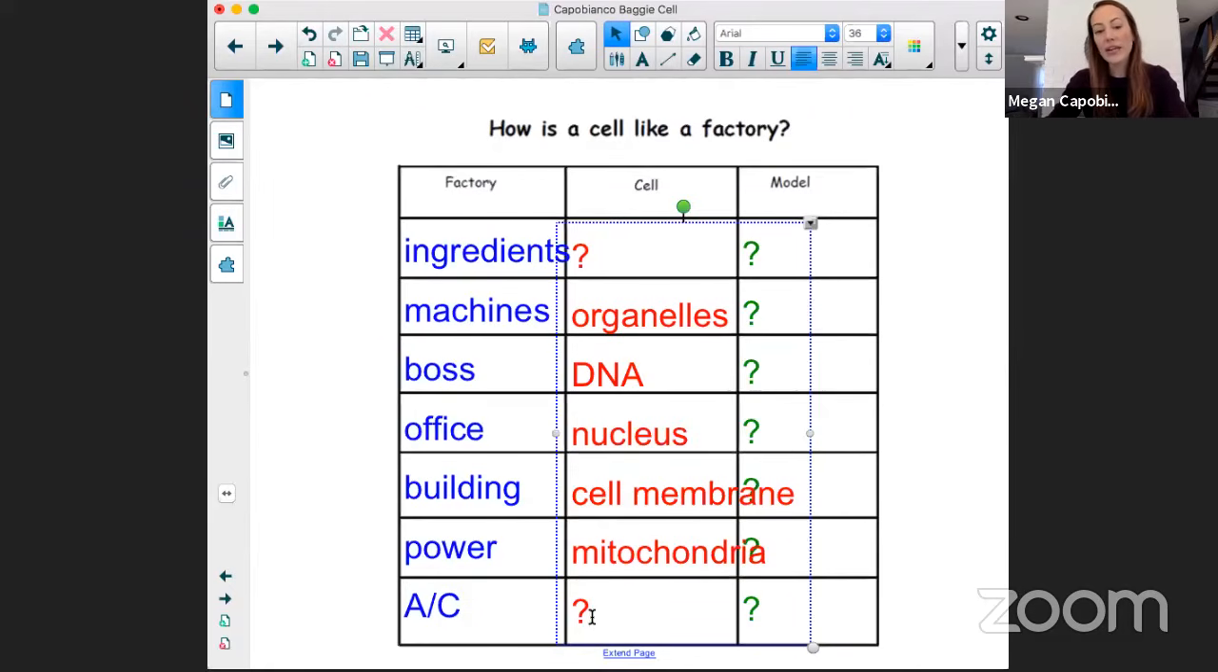Our last one down here, so the environment that everything is in. What was that substance that all of the organelles kind of float around within? What was that called again? The cytoplasm. All right, and then this last one up here, the nutrients, the ingredients, I kind of gave it away, but I consider that the nutrients within the cell.